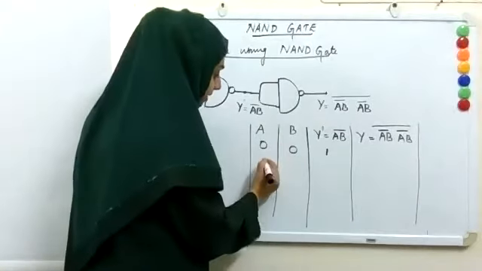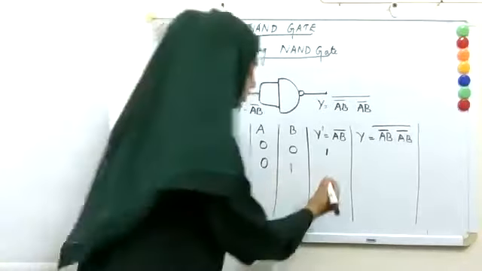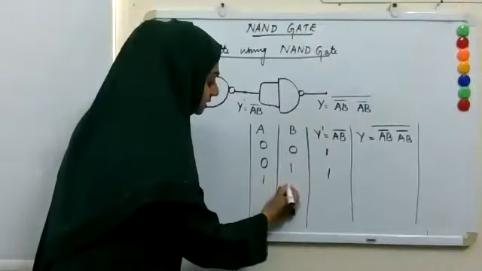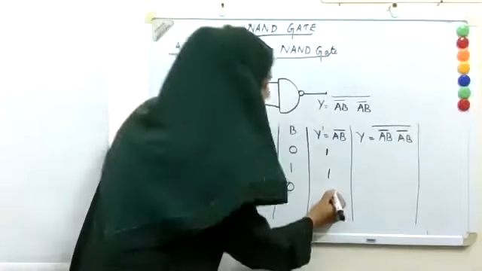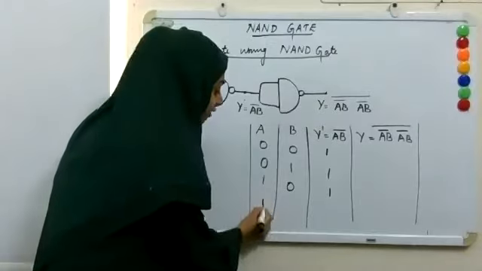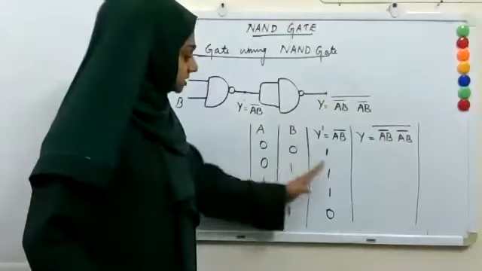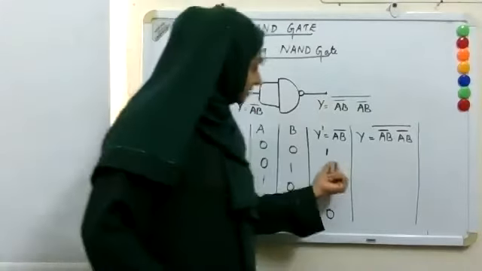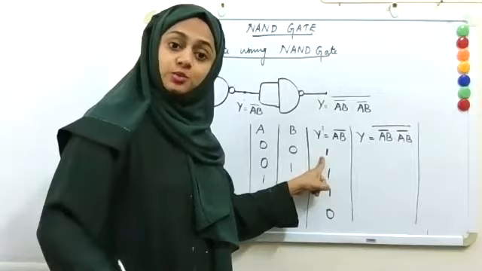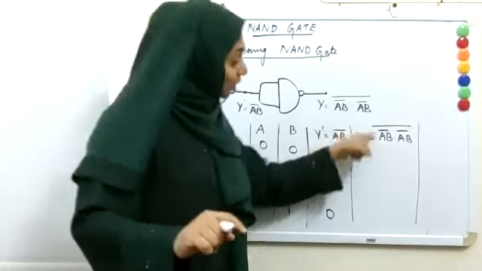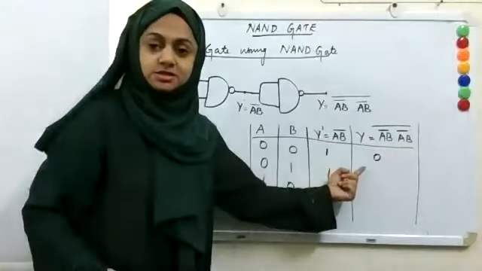Now again 0 and 1. 0 and 1 is 0. Not 0. So 1. Then 1, 0. 1 and 0 is 0. Not 0. So again 1. Now 1 and 1 is 1. Not 1. So 0. So this is the output here. Now here the same thing, AB bar and AB bar. So 1 and 1. 1 and 1 is 1. Not 1. So 0.